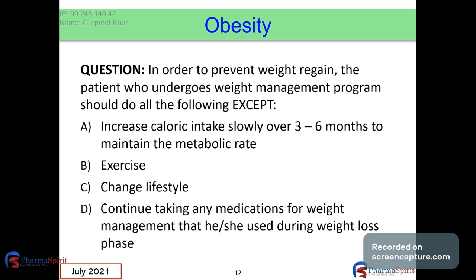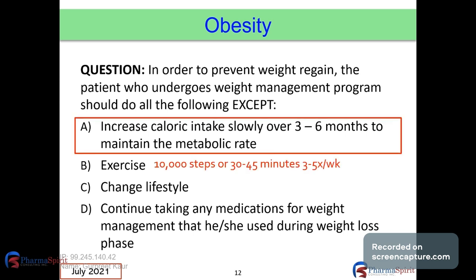Next question is about what we will do after losing weight. And the answer for this question is A. We should not increase the caloric intake. We have to maintain the caloric intake at the same level that we used to lose weight. And that's the problem. That's the roller coaster effect.